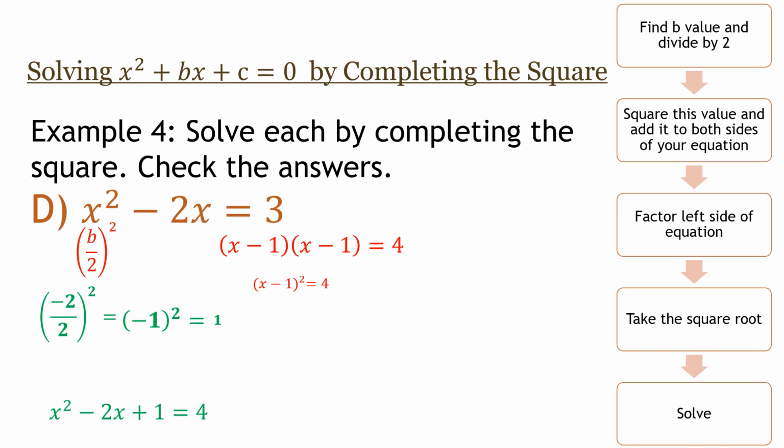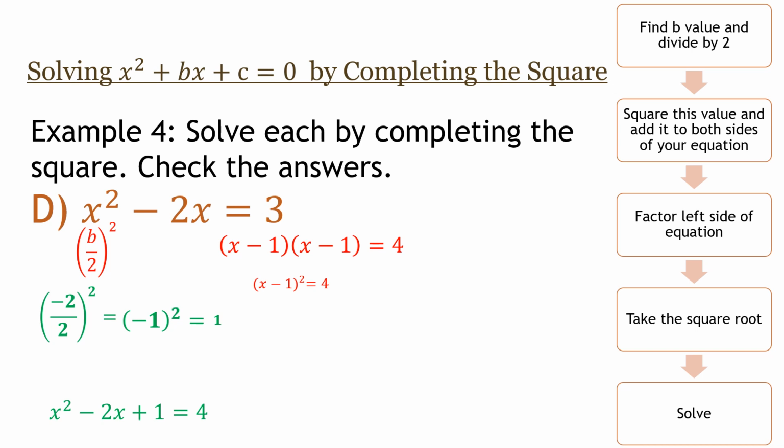Again, I need to use the sign of my b value. That's why it's a negative 1. And I know that it has to be 1 because only 1 plus 1 can equal 2. So now I've factored the left side of my equation. Now I need to solve for x by step 4, taking the square root.